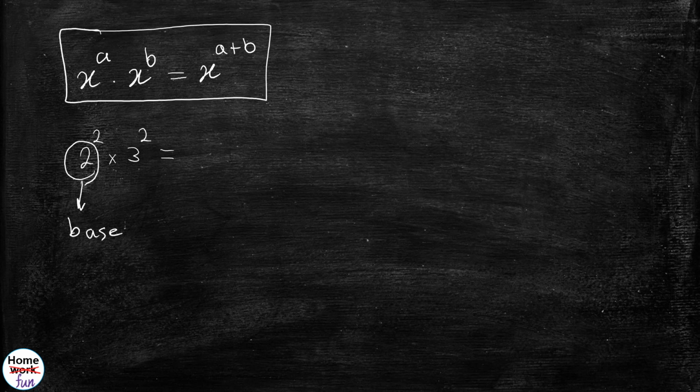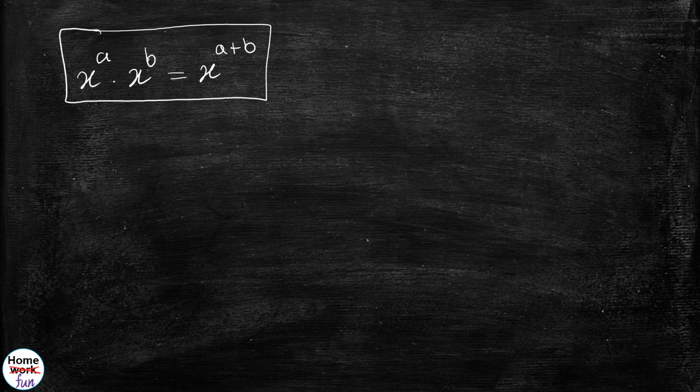Both bases here are x. So in this case, you just have to raise each number to that power. So 2 times 2 times 3 times 3. And then do the calculation. So this will be 4 times 9, or 36.